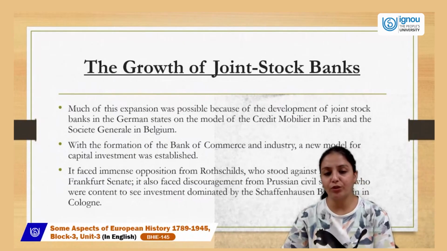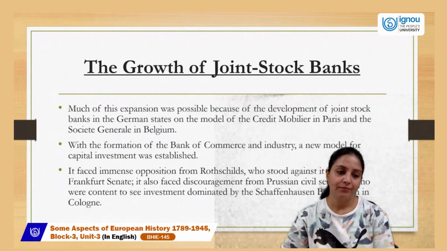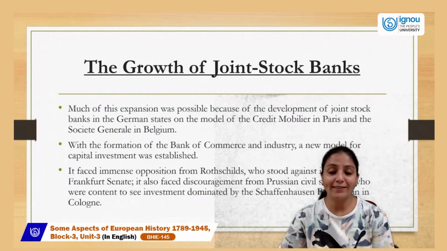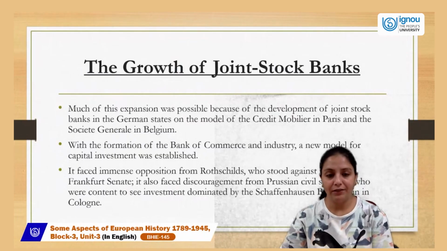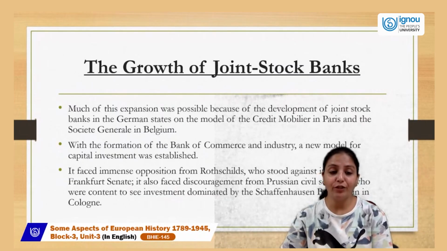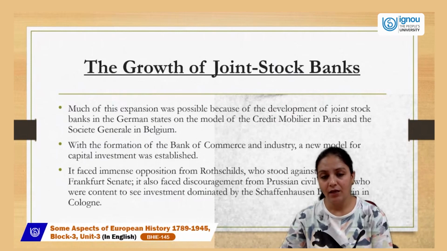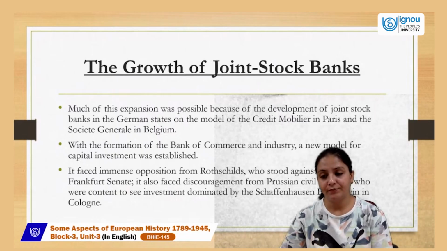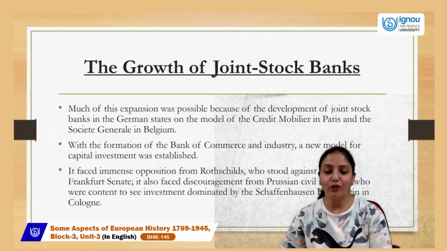It faced immense opposition from Rothschilds, who stood against it in the Frankfurt Senate, and it also faced discouragement from Prussian civil servants who were content to see investment dominated by Chef Hussein, Bankvarian in Cologne. That is the German words, Chef Hussein, Bankvarian in Cologne.